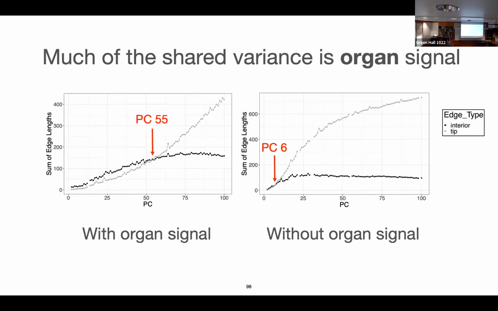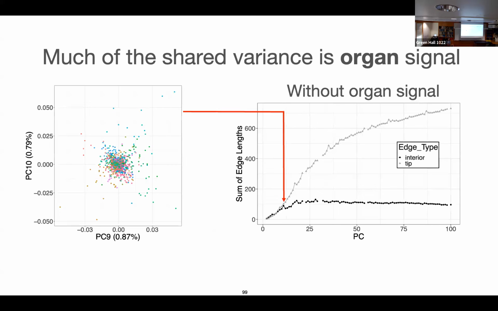And you can see that here. I did a PC sweep of the data with and without the organ signal. And with the organ signal, phylogenetic signal in the dark gray steadily increases up to PC55, after which it levels off. But after removing the organ signal, the phylogenetic signal is overtaken by the cell-specific signal already at PC6. And honestly, you really can't infer robust phylogeny from 6 characters.